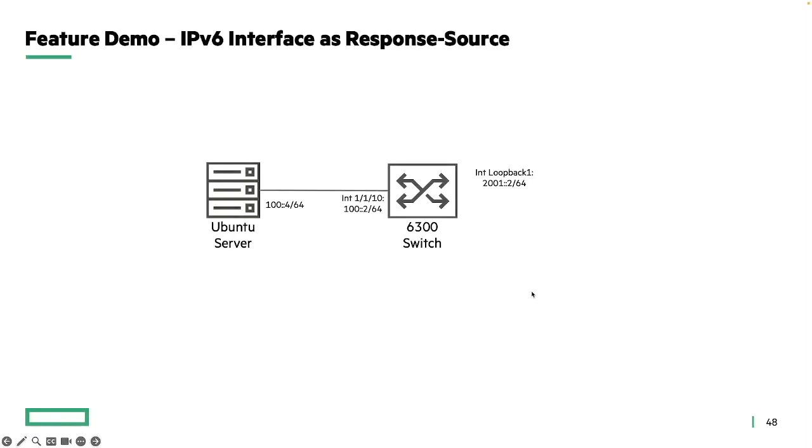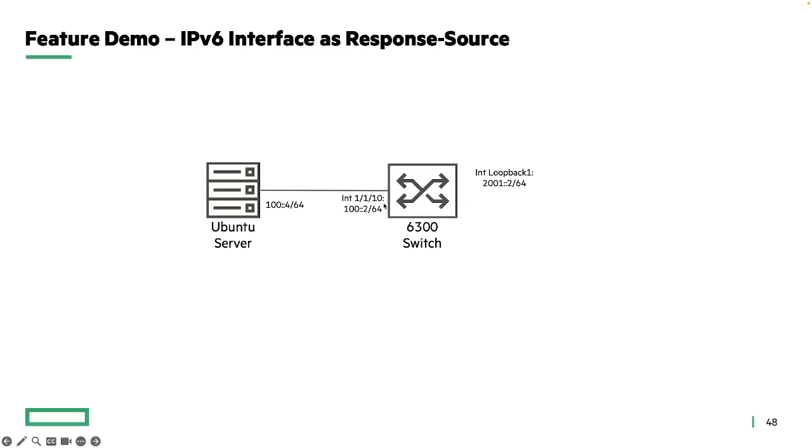Further getting into the demo, I would be covering an IPv6 interface as response source. We discussed what it is in detail in the previous slides. Let me quickly get into the demo. I have a server connecting to interface 1110 of a 6300 switch, having an IPv6 address as on the screen. Server has the IP address of 100:4. I also have a loopback 1 interface configured as 2001:2 on the switch.